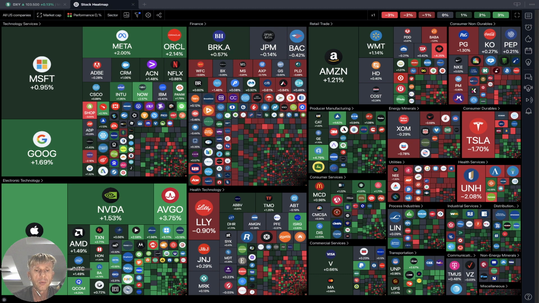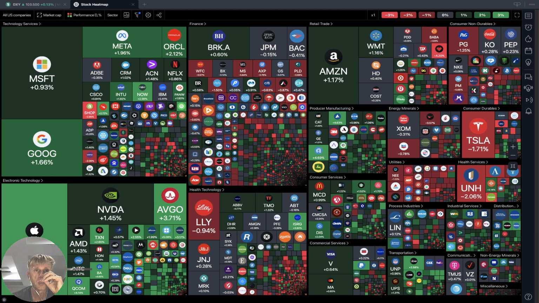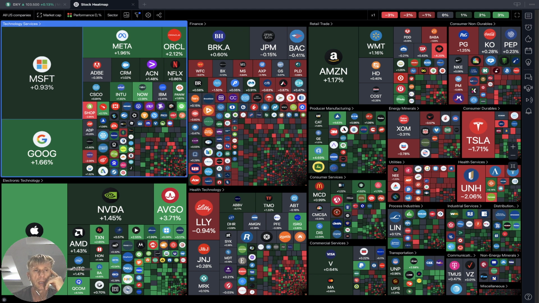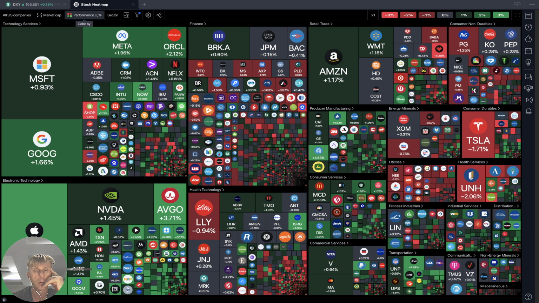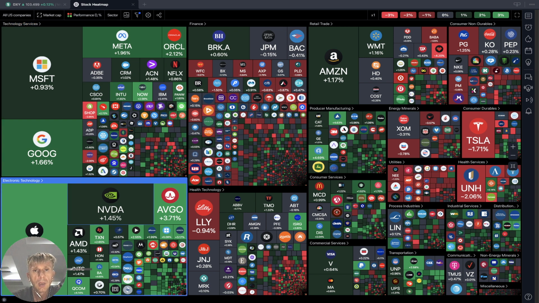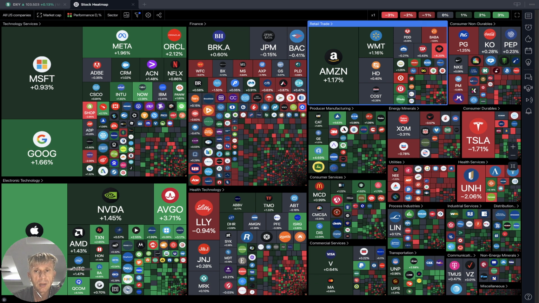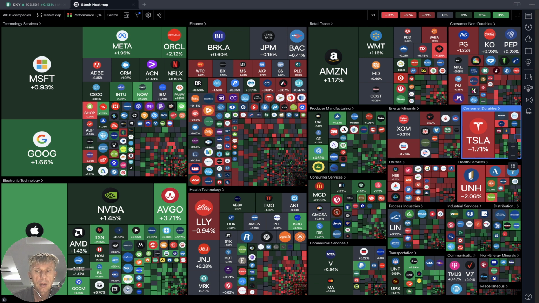Now it's the time for TradingView. Let's start with the TradingView stock market heat map, based on all USA companies, market cap, and daily performance. Technology sectors are green. Finance is still red. Energy is red. A lot of red, but it's a mixed mode: some red, some green.